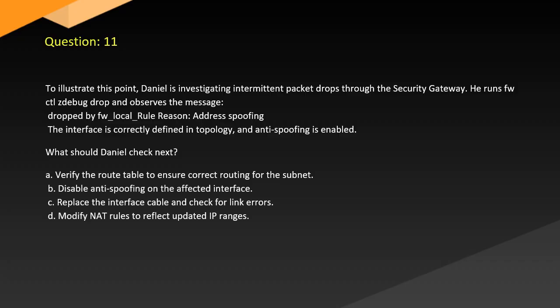Question 11. To illustrate this point, Daniel is investigating intermittent packet drops through the security gateway. He runs fw ctl zdebug drop and observes the message: dropped by fw_chain rule, reason: address spoofing. The interface is correctly defined in topology, and anti-spoofing is enabled. What should Daniel check next? A. Verify the route table to ensure correct routing for the subnet. B. Disable anti-spoofing on the affected interface. C. Replace the interface cable and check for link errors. D. Modify NAT rules to reflect updated IP ranges.